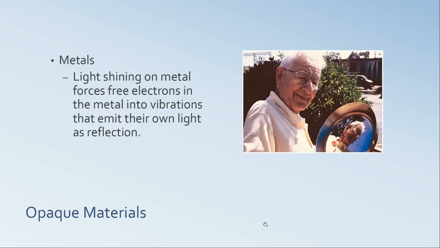Some opaque objects react a slightly different way to light. For instance, let's look at this shiny polished piece of metal here. When light hits this metal, it causes free electrons in the metal to vibrate, and then those vibrating electrons emit their own light as a reflection. We'll talk a great deal more about reflections next week.